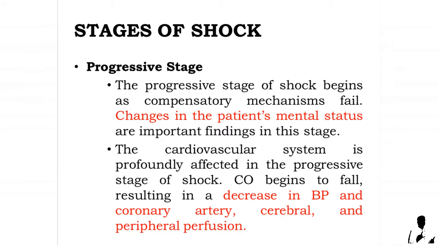Progressive stage. The progressive stage of shock begins as compensatory mechanisms fail. Changes in the patient's mental status are important findings in this stage. The cardiovascular system is profoundly affected in the progressive stage of shock. Cardiac output begins to fall, resulting in a decrease in BP in coronary artery, cerebral, and peripheral perfusion.